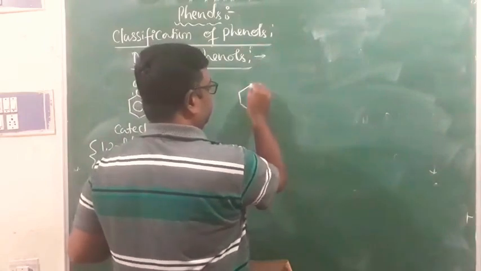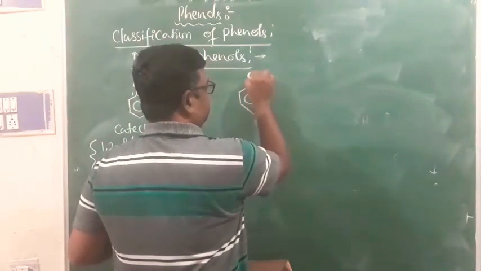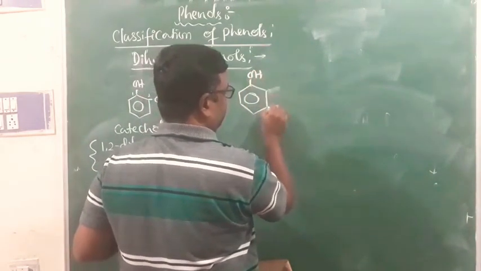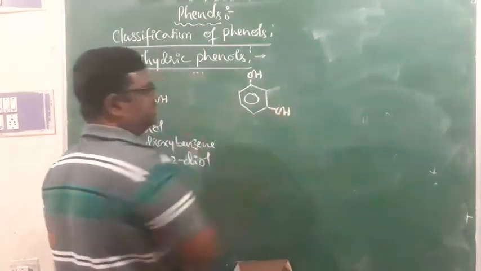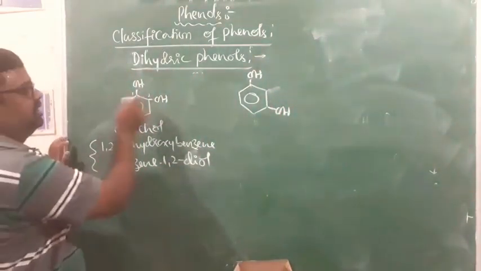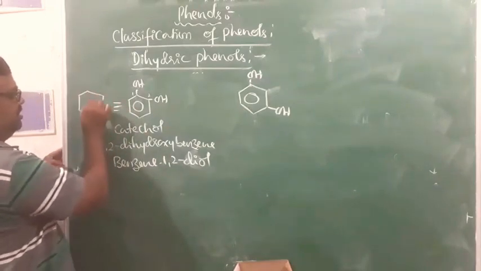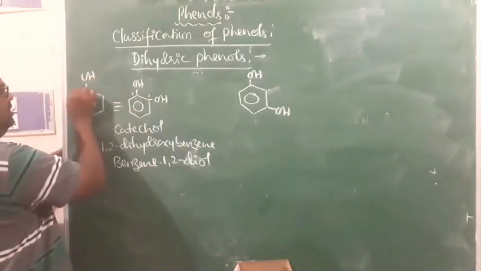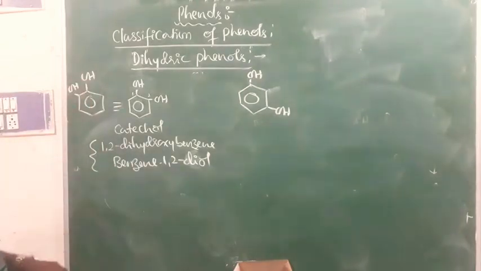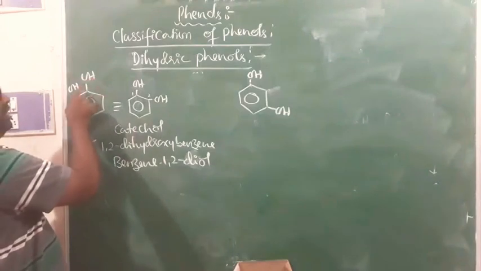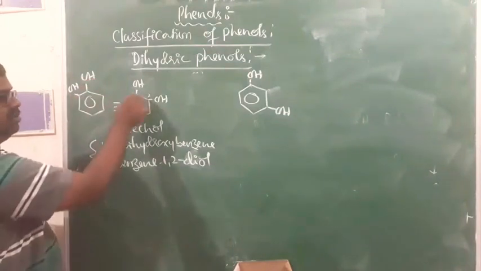Apart from that, we have this one with OH and OH. The 2 OH groups are at the meta position to each other. Here, the 2 OH groups are at the ortho position to each other. This can also be drawn like this, with OH and OH. This is also catechol. Totally, the 2 OH groups are at the 1,2 positions, ortho position to each other.